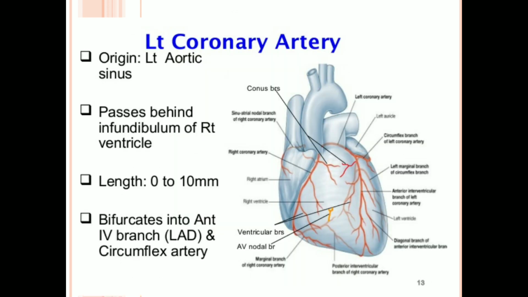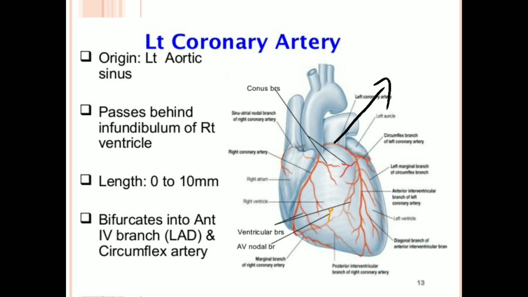Next, the left coronary artery origin. The left coronary artery arises from the left posterior aortic sinus of the ascending aorta. See here, this is taking origin from the left posterior aortic sinus of the ascending aorta.